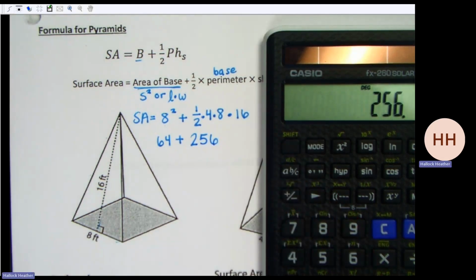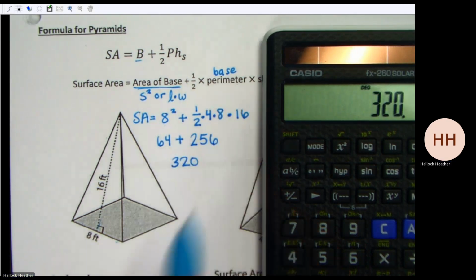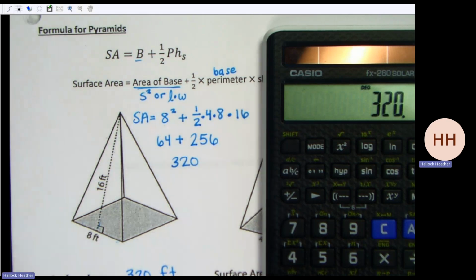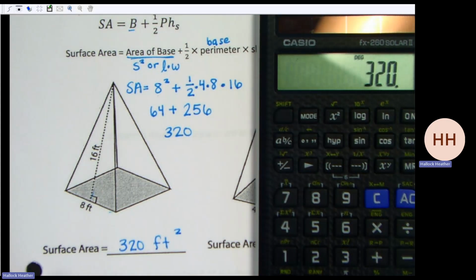And now I'm just adding that to 64. So when I add it, what do I get? 320. Since it's area, your feet is going to be squared. So your units are squared for area because you're filling out the outside. Volume was 3-dimensional. We're filling in the inside. So that was cubed.